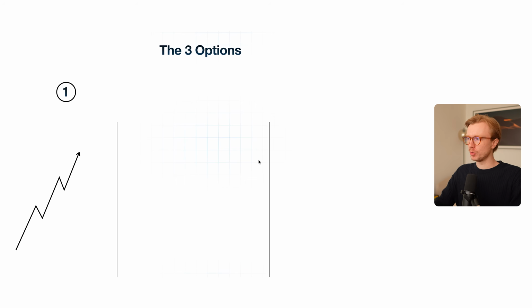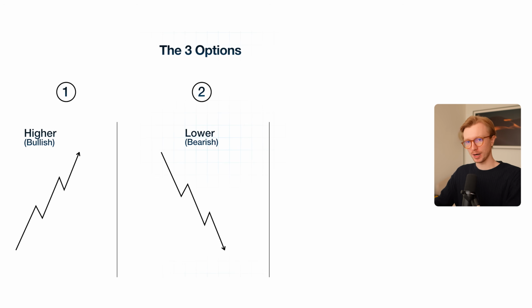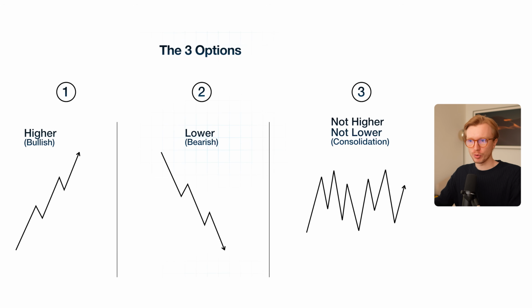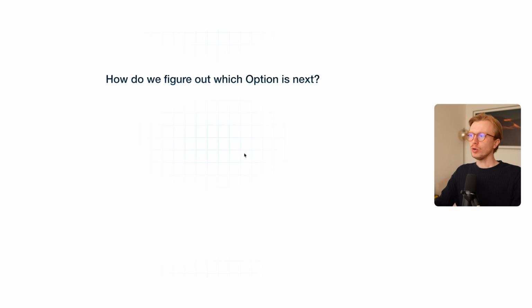We can either move higher, so we can be bullish, or we can move lower, so we can be bearish, or we're not moving higher, nor are we moving lower. We are creating consolidation. At that moment in time, we're not going anywhere. So how do we figure out which option is next after reaching the intermediate high or reaching the intermediate low? Well, what if I told you that we don't really have to, do we?